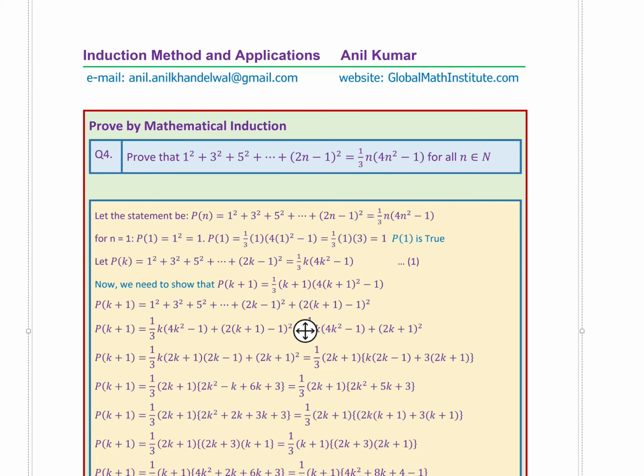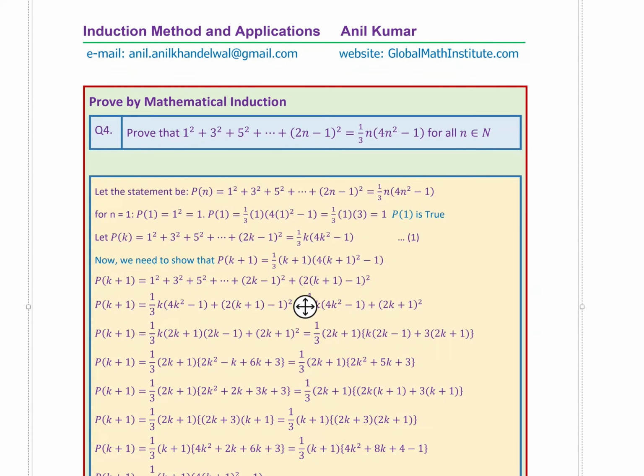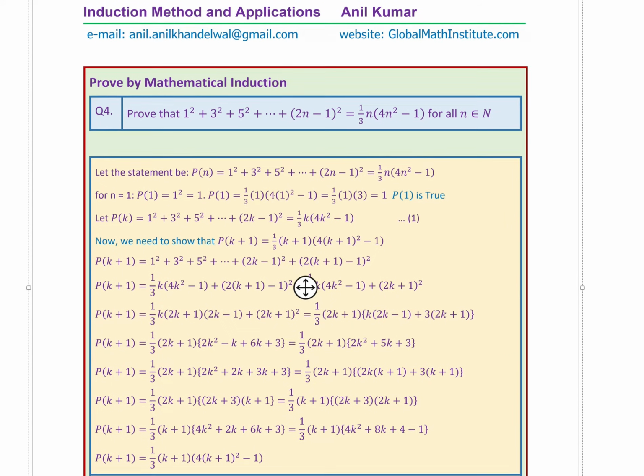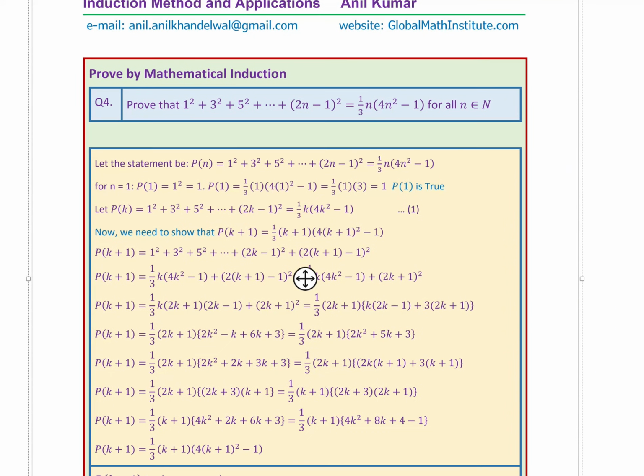Now let's look into question number 4. In this particular question, I would like you to read the question, pause the video, and then answer this. This is very similar to our previous example, alternating squares. Earlier we had all these squares, correct? So now we need to prove that 1 square plus 3 square plus 5 square and so on, odd numbers, 2n minus 1 whole square, is equal to 1/3 of n times 4n square minus 1 for all natural numbers.